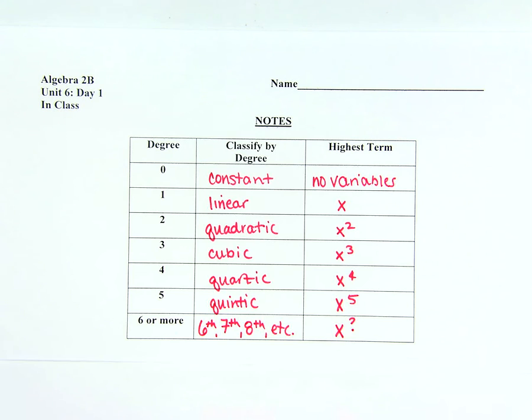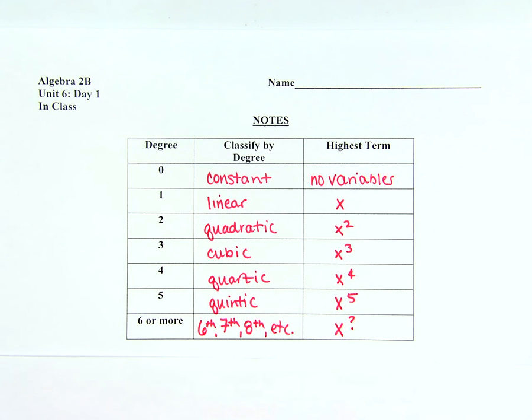All right, so today we're going to be talking about classifying polynomials by degree and by number of terms. So you can write down this first table. If you need to pause the video, then go ahead and do so.